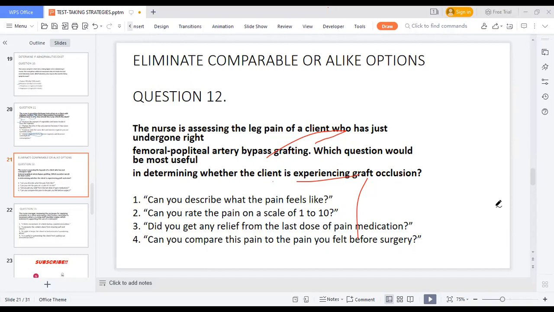Let's look at this. The nurse is assessing the leg pain of a client who has just undergone right femoral popliteal artery bypass grafting. Which question will be most useful in determining whether the client is experiencing a graft occlusion?